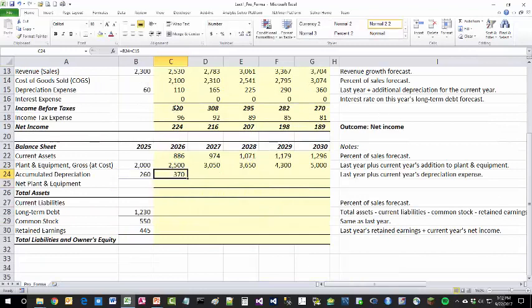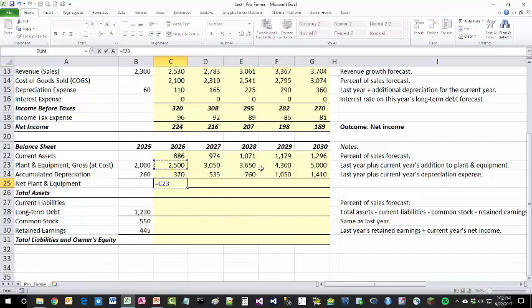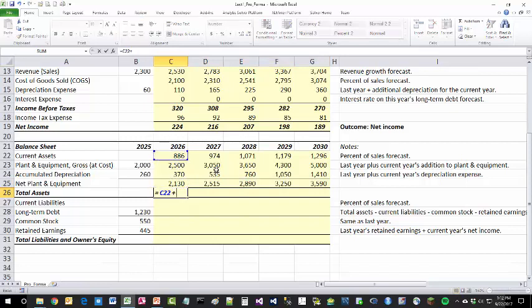So you can notice how the model is crisscrossing. We have the interest expense referencing the balance sheet, and here the balance sheet referencing back into the income statement. The net plant and equipment is simply the difference between the plant and equipment at cost minus cumulative depreciation, giving us the total asset base as current assets plus net fixed assets of about 3 million going up to close to 5.